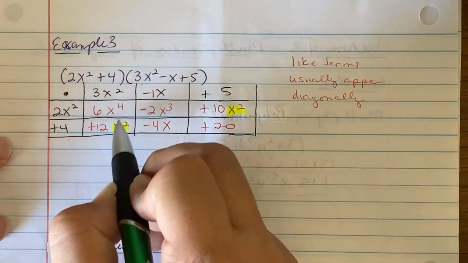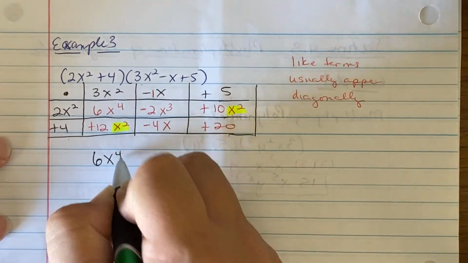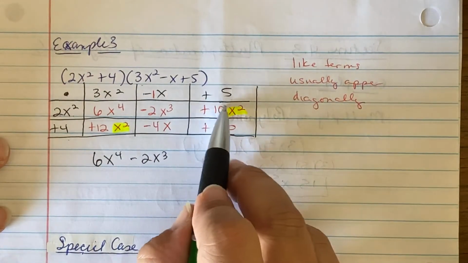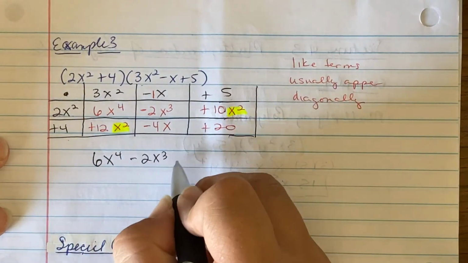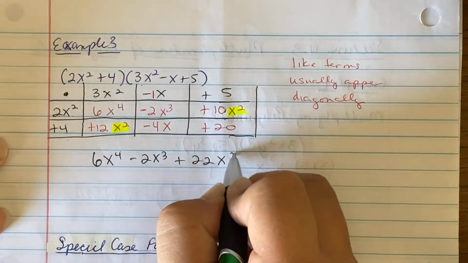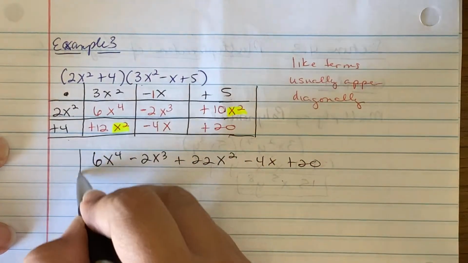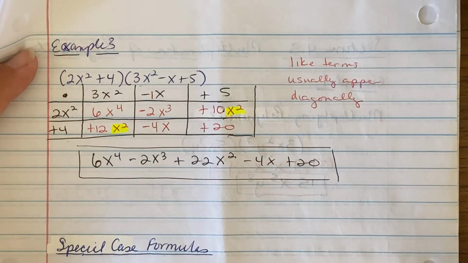So when we look at things, 6x to the 4th is the highest powered piece, so 6x to the 4th slides out, followed by negative 2x to the 3rd. Now we see I had $10 of x squared and I gained another $12 of x squared. We have a total of 22x squared, then a minus 4x, and then a positive 20. And then your answer is done.